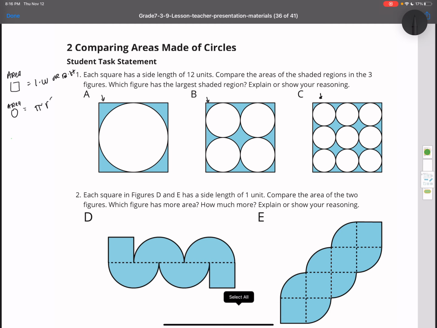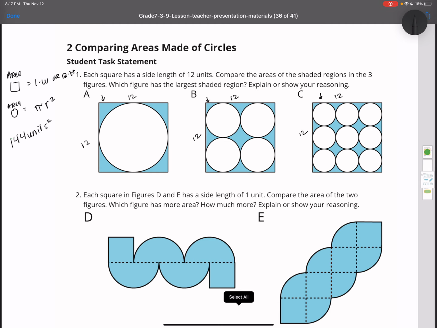Okay? So, what I want to do is start labeling my side lengths, okay? And I want to find the area of the square first because I want to see what I'm taking from. Once I find the area of the circle, I'm going to subtract it from the area of the square and find out how much is left over, okay? So 12 times 12 would give me 144 units squared. And this is for the square, okay?